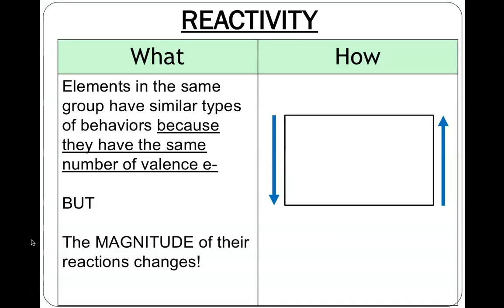So basically what's going on is it's interesting here. All elements in a group tend to behave the same with their reactivity. Well, there's the same Z effective, and there is the same number of valence electrons. But the magnitude of their reaction is going to change. For example, on the how, on the left-hand side is column 1, the alkali metals.